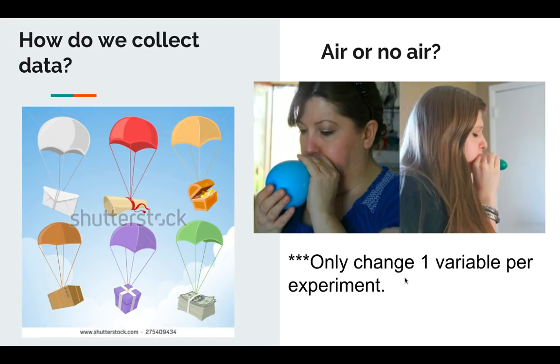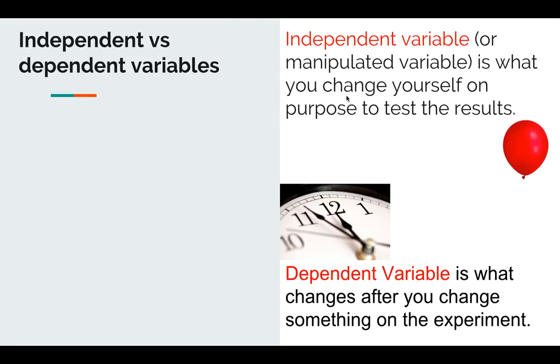So you don't want to change the air and then cut the plate and then cut the rubber band and then do the tape around the cup. So you don't want to do all the changes. You only want to make one change to see if that makes a difference. Okay. So whenever you change a variable per experiment, only change one variable to test it out. Okay. So the independent variable is the manipulated variable we call, is what you change yourself on purpose because you wanted to test the results.